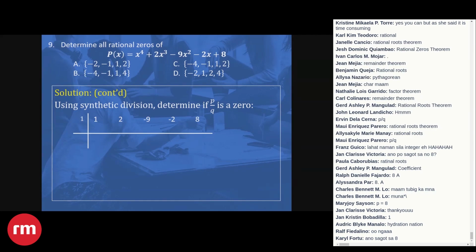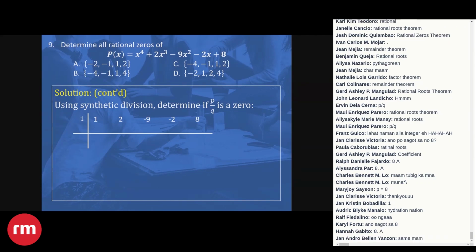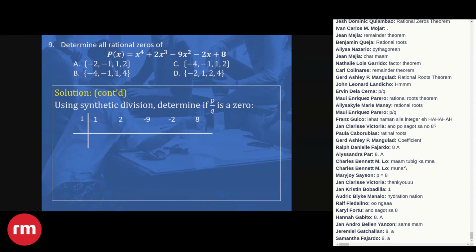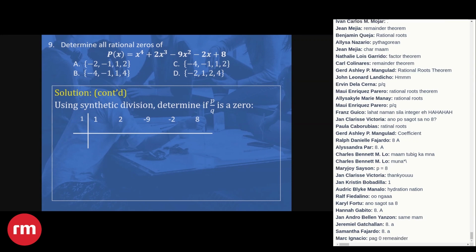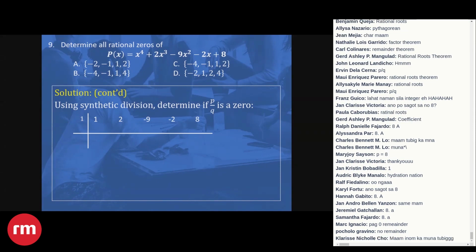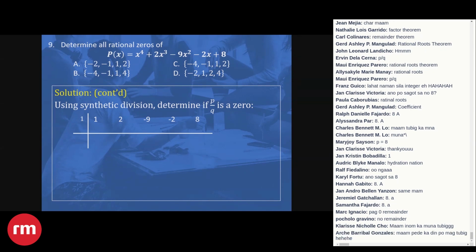Anak class. Okay. Paano yung malalaman kung ang 1 ay 0 by using synthetic division? Okay, very good. Sige, salamat. Inom na akong tubig, ha?